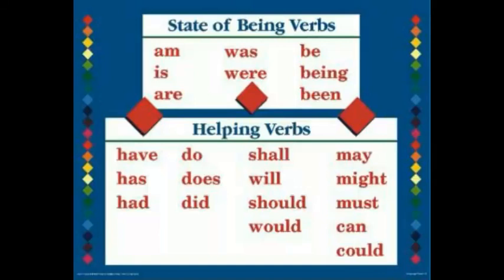Look at the state of being verbs. Am, is, are, was, were. Be, being, and been are used for passive sentences. Have, has, had show possession. Do, does, and did are used for negative and interrogative sentences. Modal verbs can, may, could, might, etc. are used to express ability, possibility, permission, obligation.